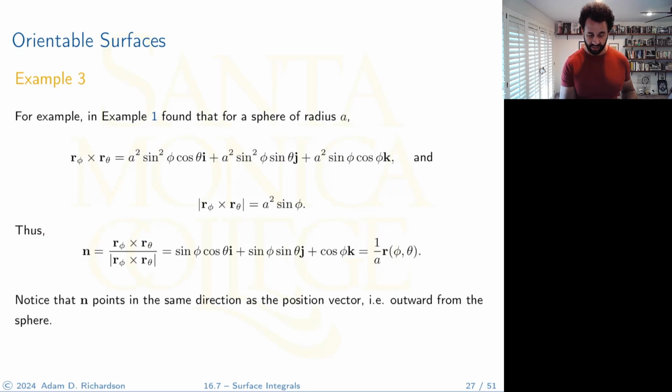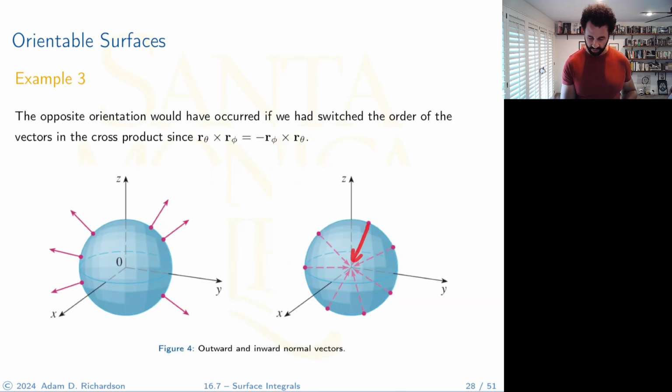Now, if we had chosen the opposite order of computing this cross product, then we would have gotten the inward unit normal vector when we went through all this stuff right here, and that would be pointing inward instead. And why is that? Because remember, when you switch the order of the cross product, you get the negative of the original one, the opposite of the result.